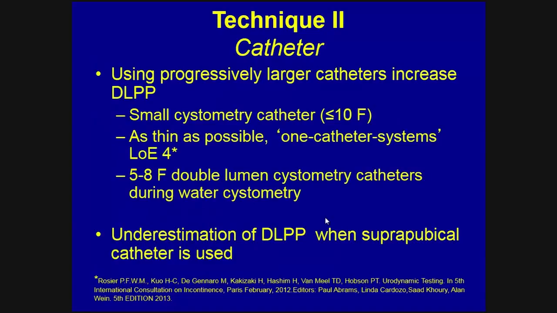We know that using progressively larger catheters increases the measurement of the LPP. So small size catheters are always preferred. The rule should be as thin as possible, and one catheter systems, supported with the level of evidence of 4. Today, most of the studies are being performed with 5 to 8 French double-lumen cystometry catheters with water cystometry. We also have seen that underestimation of the LPP is possible when a suprapubic catheter is used.